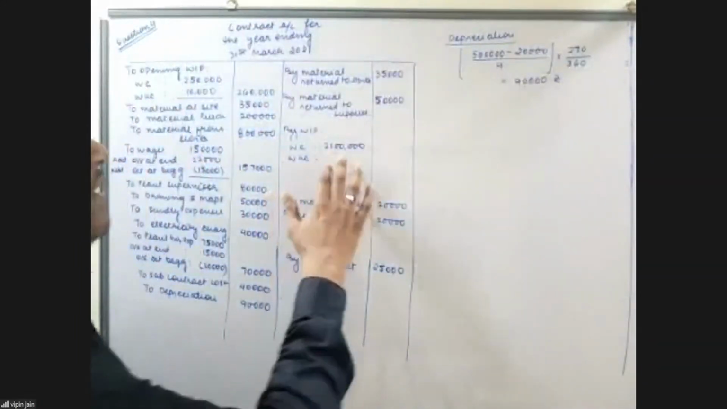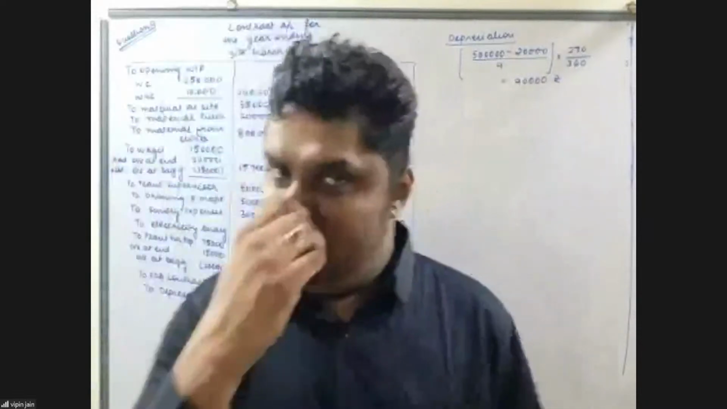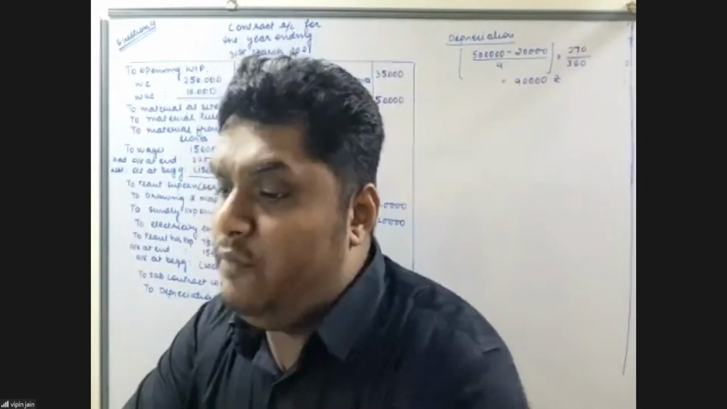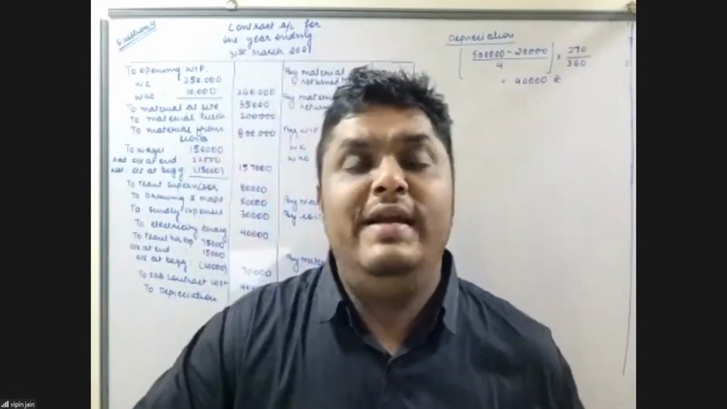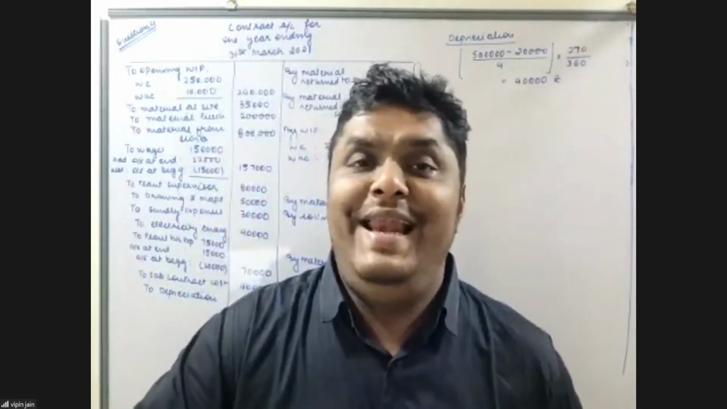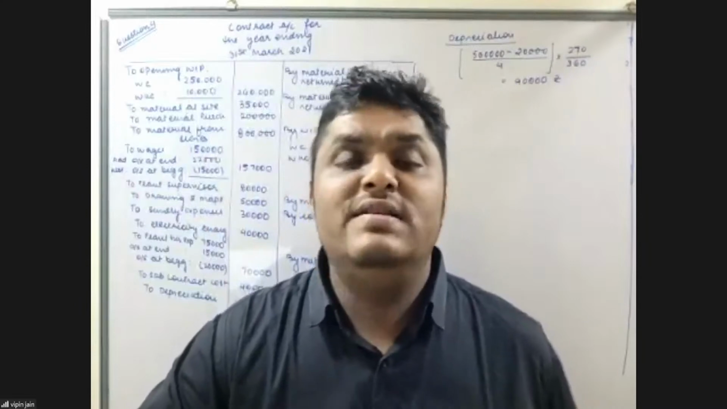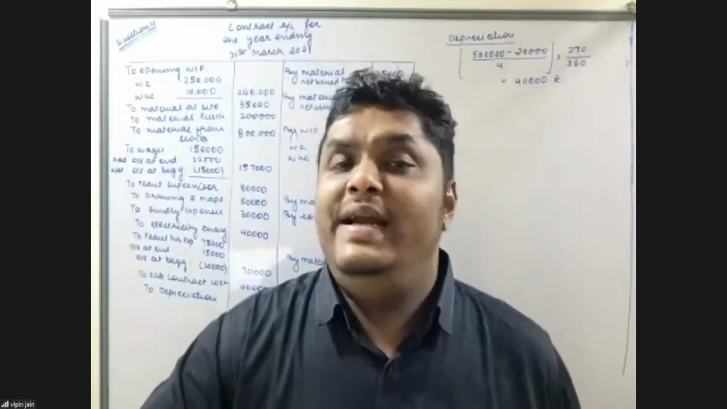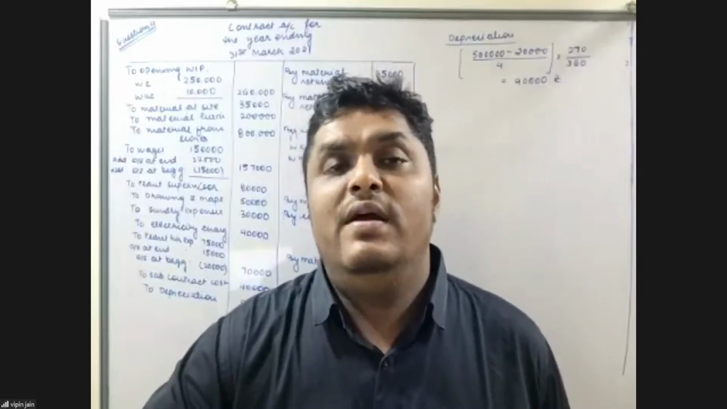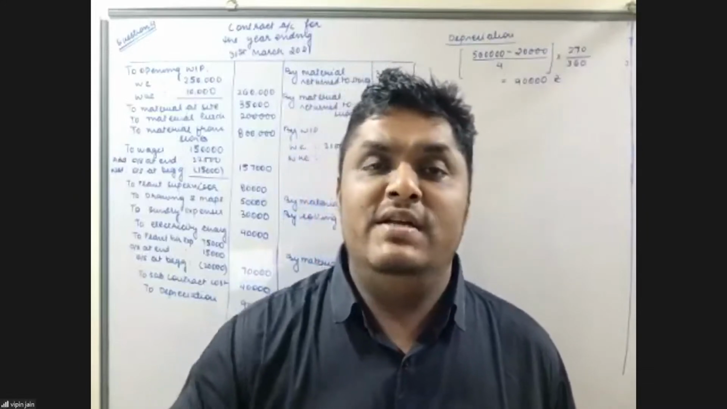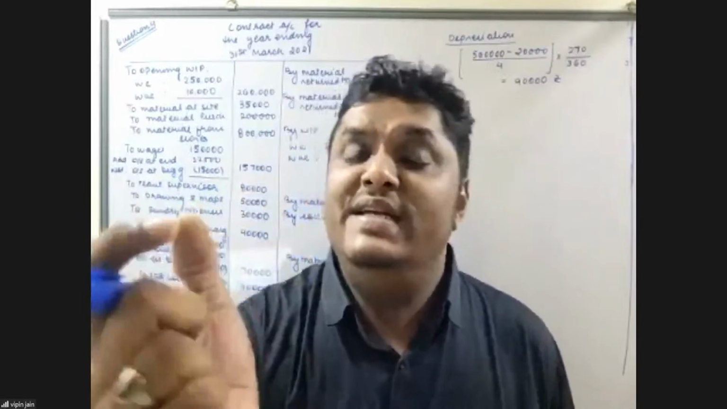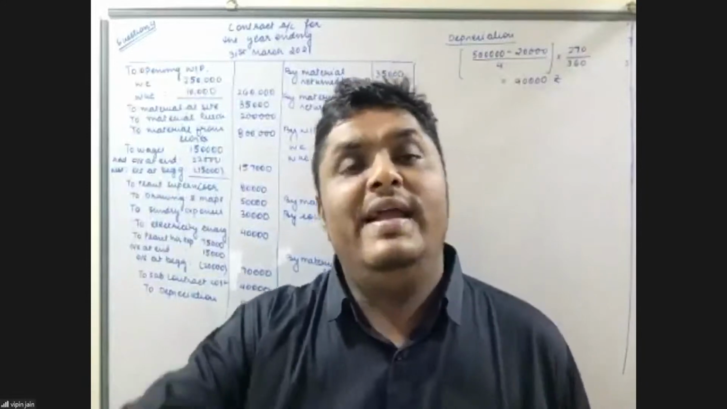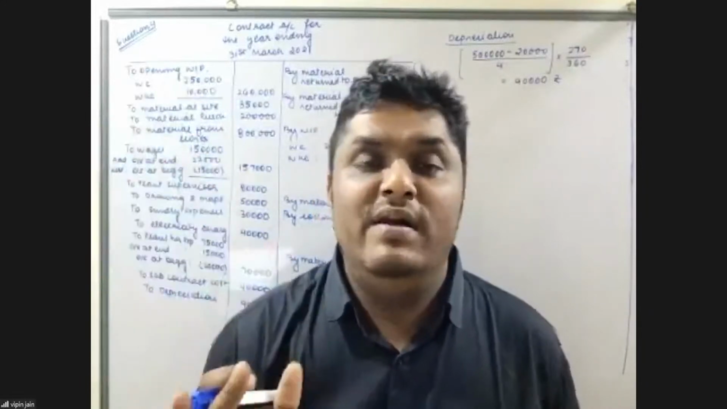Now, the value of work uncertified is not given. In the question it is given that the work completed till date is 80 lakh. However, the work certified is 70%. Sorry, the work completed is 80%. However, the work certified is 70%. So it means 10% is work uncertified. So we can easily say that 30 lakh into 10%, 3 lakh will be work uncertified.